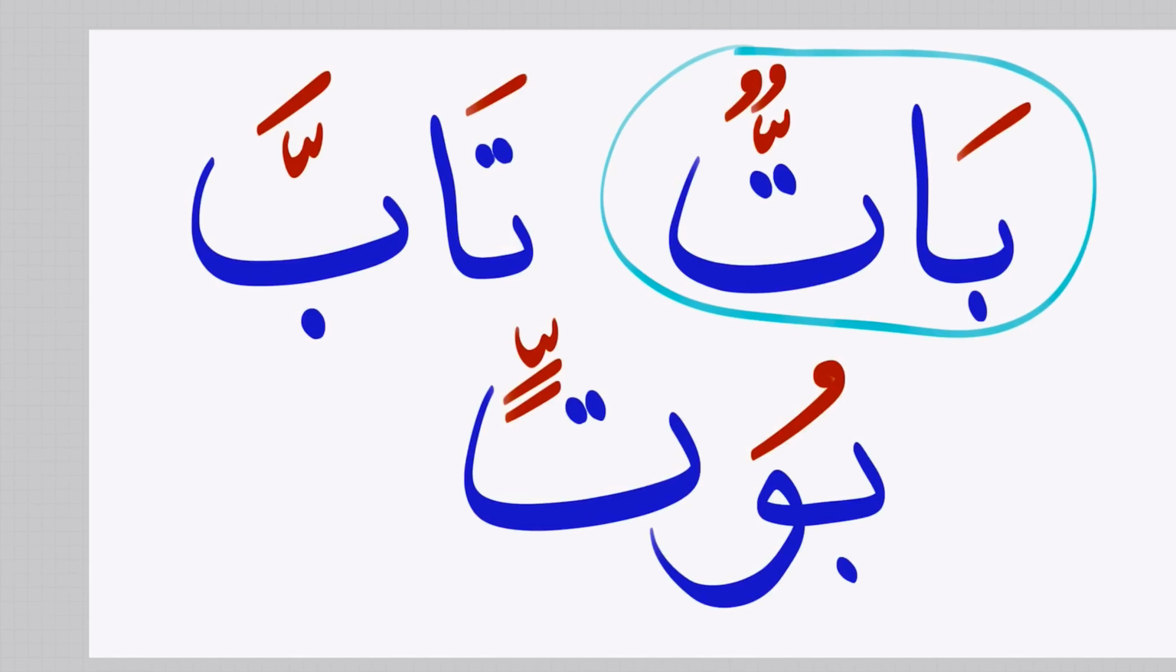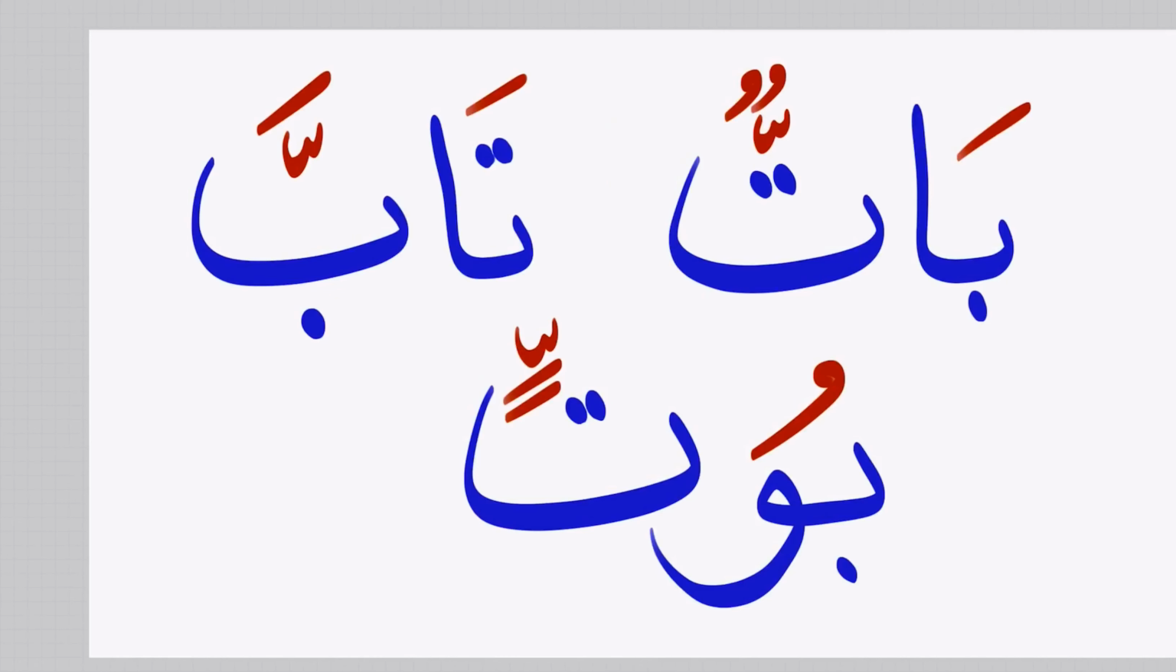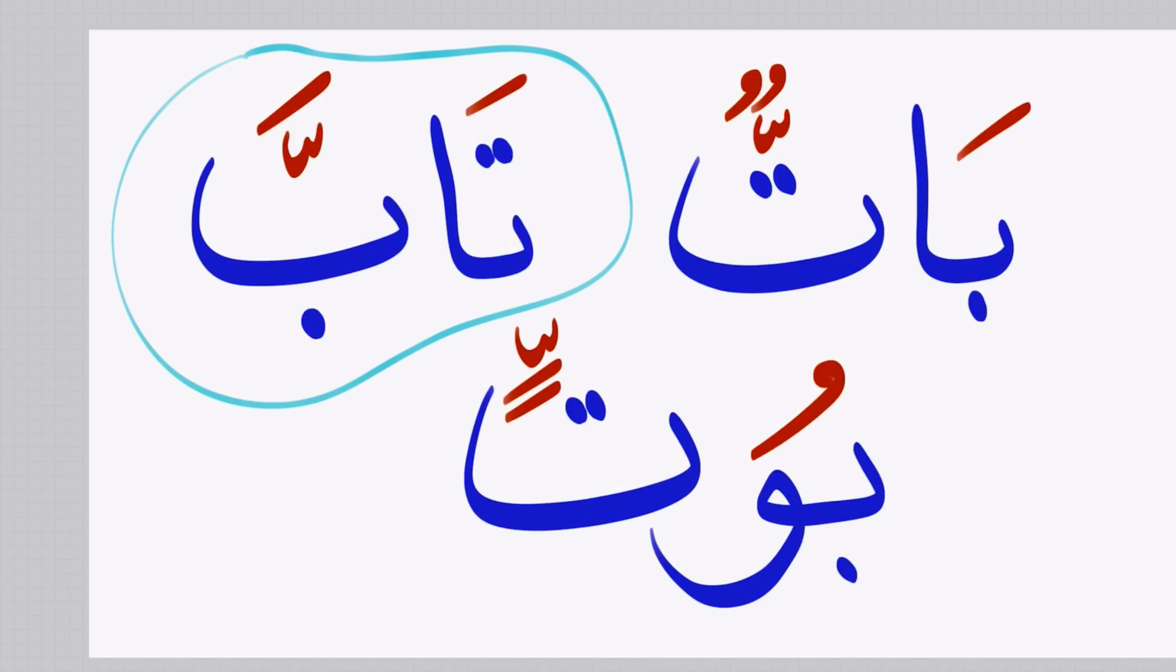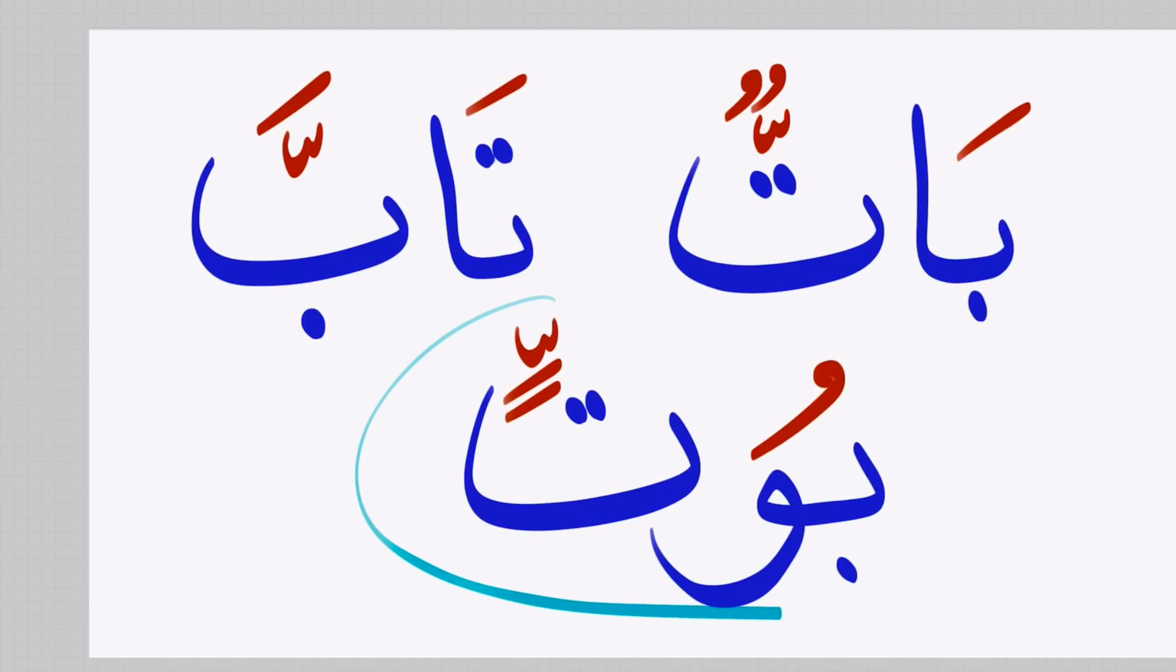The first word will be pronounced as batun. The second word will be pronounced as tabba. The third word will be pronounced as butin. Excellent. I hope you got them all right.